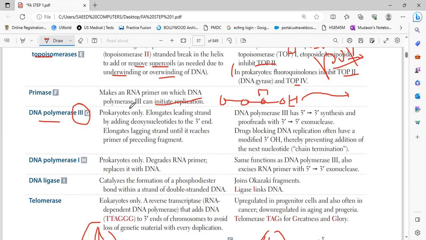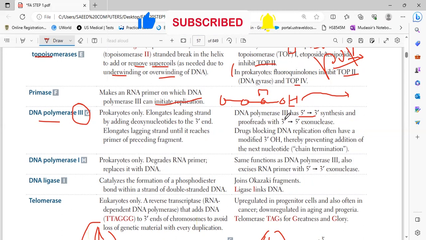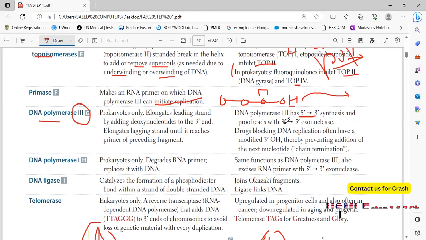DNA polymerase III in prokaryotes elongates the leading strand by adding deoxynucleotides to the 3' end, and elongates the lagging strand until it reaches the primer of the preceding fragment. So that is just adding the new nucleotide. DNA polymerase has 5 to 3 synthesis. Guys, remember, transcription, translation, replication always start from 5 to 3. This is an MCQ: proofreading is 3 to 5. Making the DNA in 5 to 3 direction and proofreading the DNA by 3 to 5 exonuclease. The 3 to 5 is like backward. If there is an issue, a wrong nucleotide is added, it will proofread that area and cleave it with exonuclease. Remove that nucleotide. So that is the proofreading function.